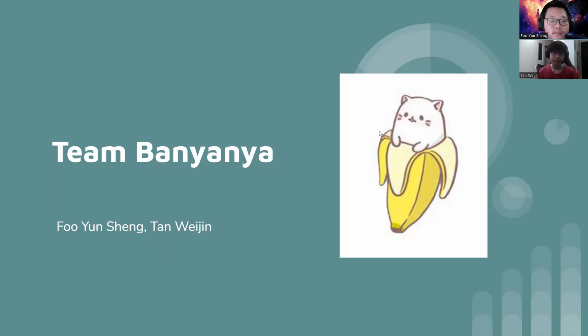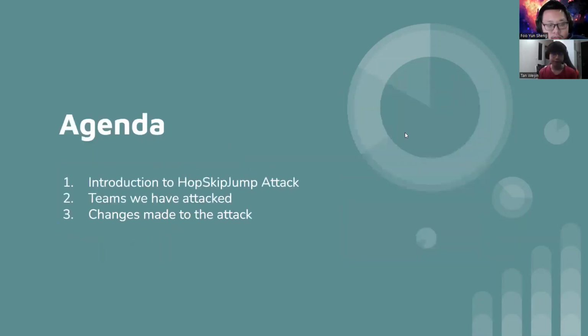Hello everyone. We are Team Banyanya, and today we are going to give a presentation about what we have achieved. The team consists of my friend Yunsheng here and me, Wei Jin. Firstly, we will give a short explanation about the attack we have used, which is the HopSkipJump attack. After that, we'll go through the successful attack attempts on other teams, and finally, the changes that we have made to the HopSkipJump attack.